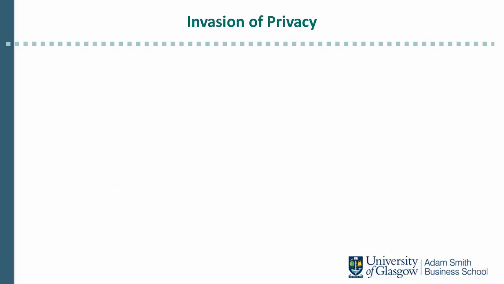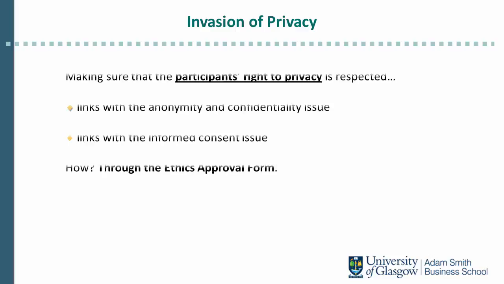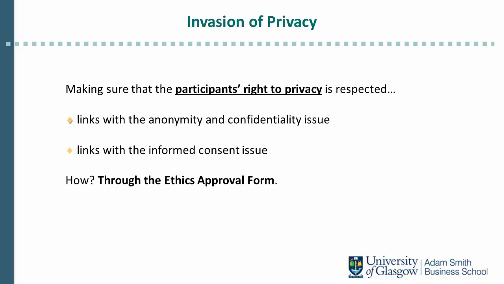The final ethics principle introduced by Diener and Crandall is invasion of privacy, or lack of, making sure that the participant's right to privacy is respected. It links with the anonymity and confidentiality issue raised earlier, and it also links with informed consent. How you would be able to mitigate against this is, again, through considerate completion of your ethics approval form. The ethics approval form may offer you the possibility to reveal personal information with the respondent's consent.